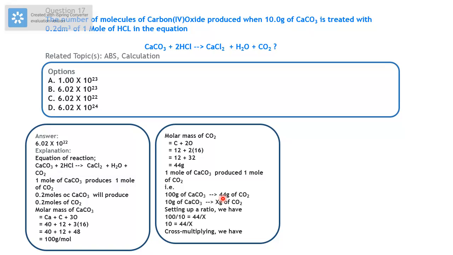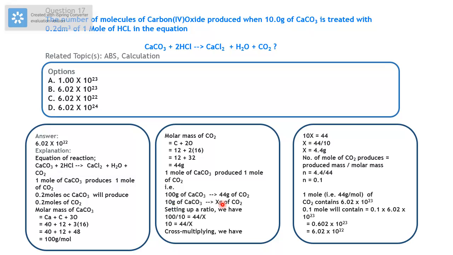That's a simpler way to do this. You can see that from 100 to 10 is divided by 10. So we divide this 2 by 10 to get the value of this x. So our x will be equal to 44 divided by 10, and that is 4.4 gram.